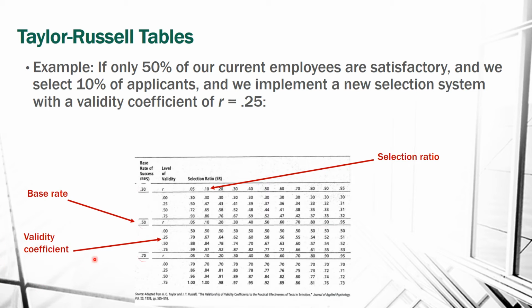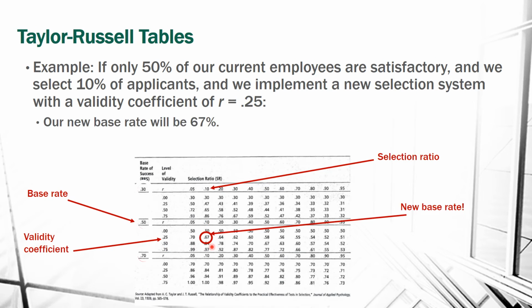We plug in our base rate of 0.5, our selection ratio of 0.10, our validity coefficient of 0.25, and our new base rate, according to the Taylor-Russell tables, should be about 67%. So we've gone from having half our employees being satisfactory to 2/3 of our employees being satisfactory. Now, we'd love to see that number higher, but it's definitely an improvement.